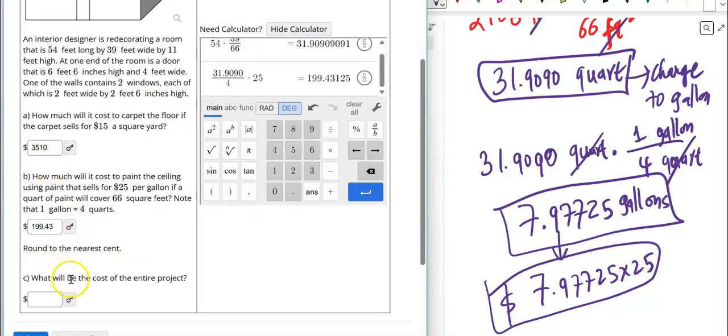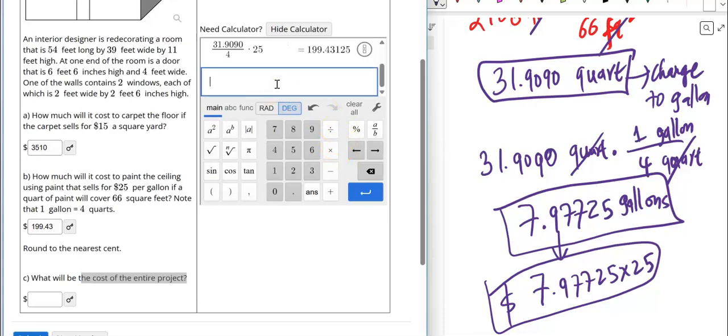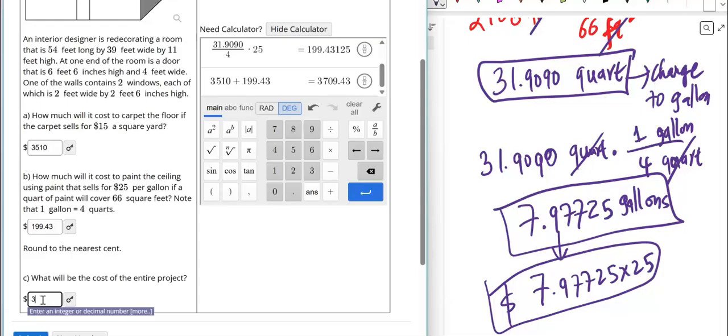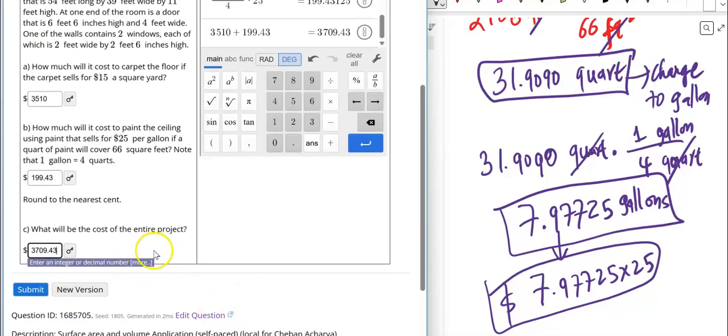Now what's the total cost of the project? You add these two numbers: $3,510 plus $199.43. That gives you $3,709.43. That is the total cost of the entire project.